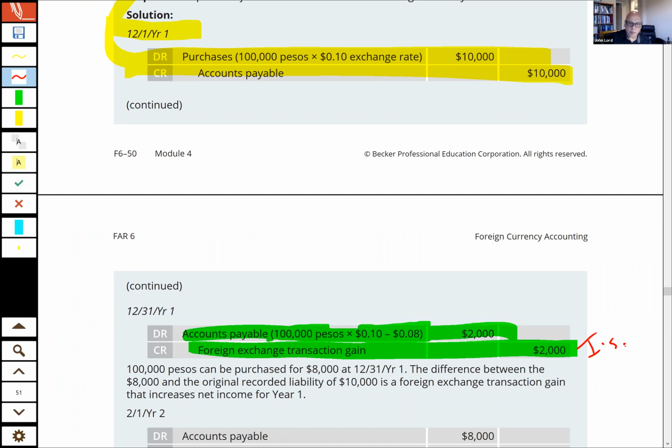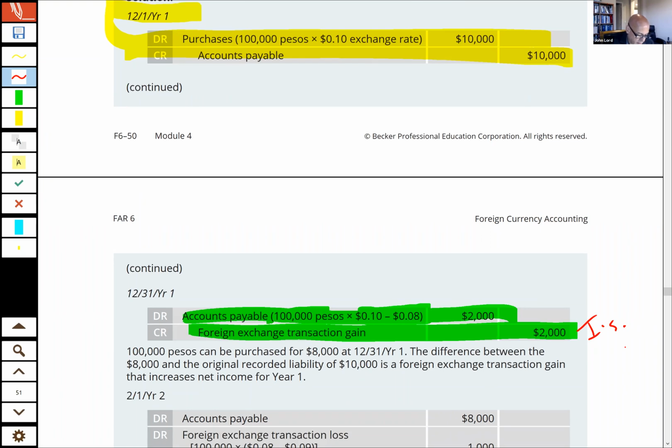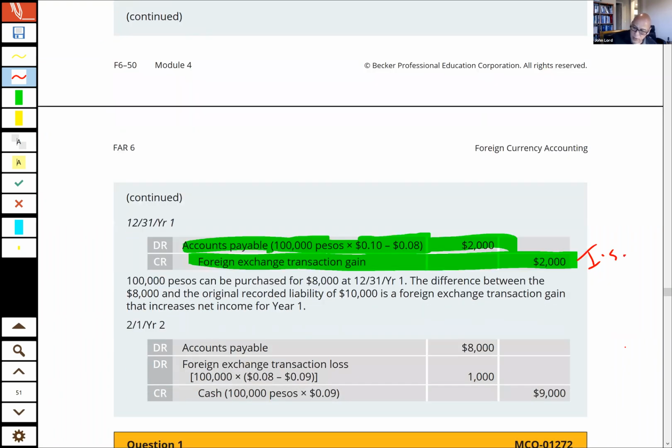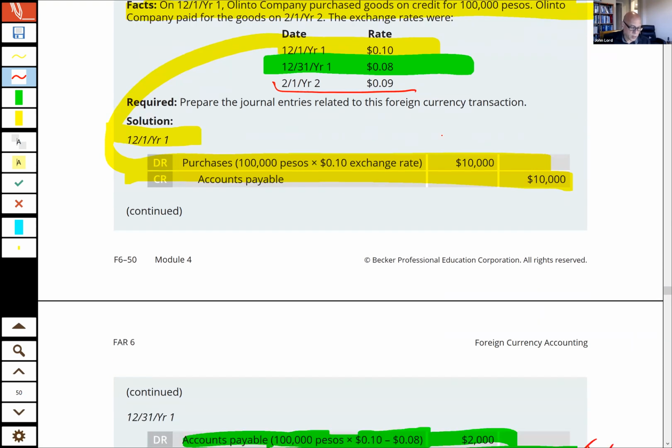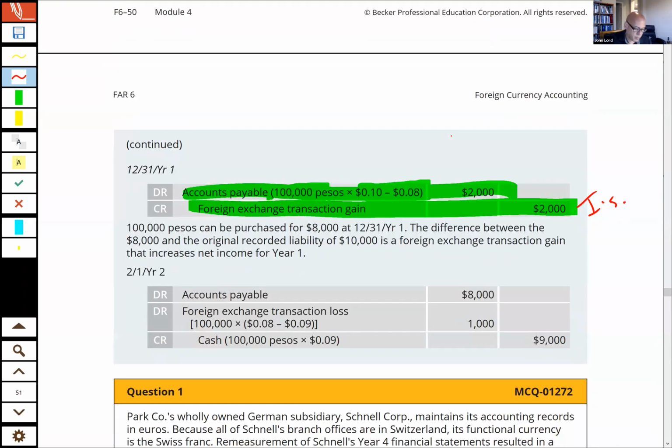That, of course, is reported on the income statement, right? Okay. And then when we finally pay in February, looking back at the exchange rate, it has moved against us by a penny. By the end of the year we were 2 cents ahead. Now we're only 1 cent ahead. We've lost a cent per peso. So we debit the accounts payable because we're liquidating it. We calculate the foreign transaction loss because we lost a penny. That gets debited 1,000, and it's reported on the income statement. And then we credit the cash for the 100,000 pesos times the 9 cents per peso.